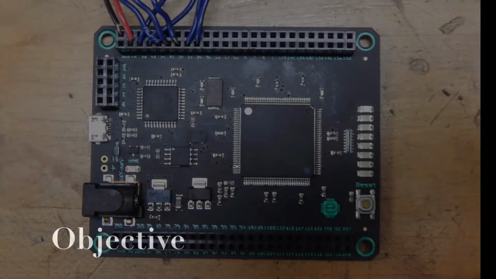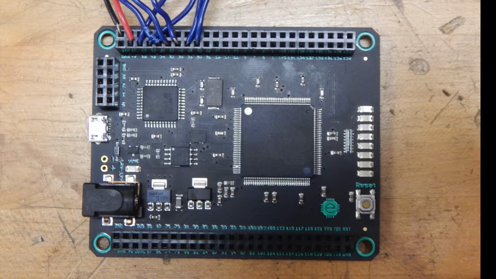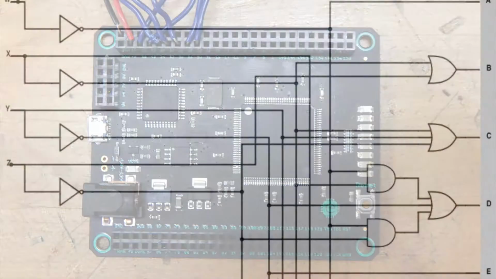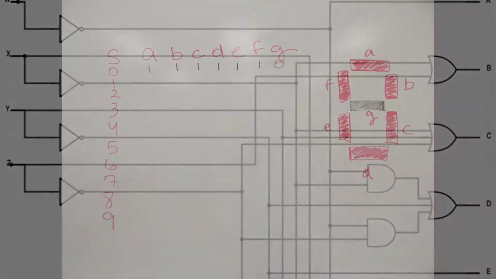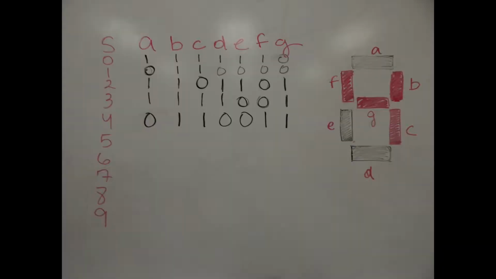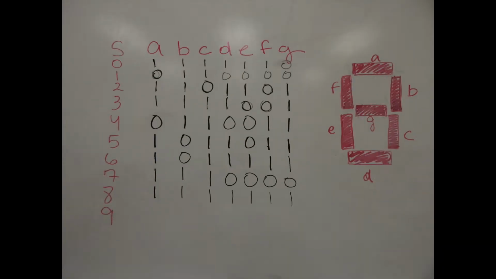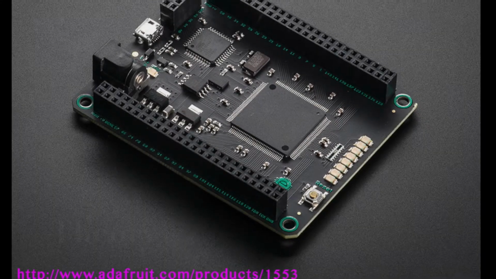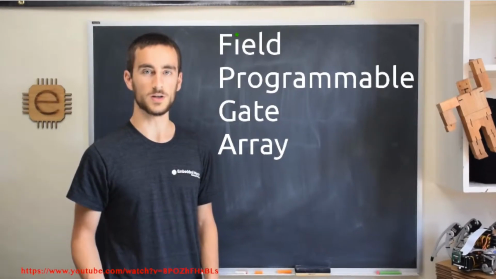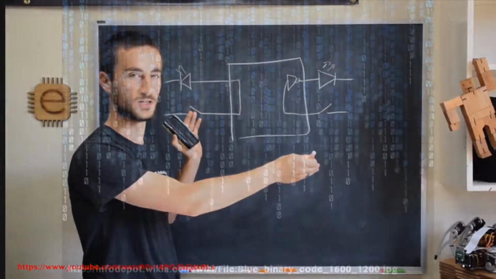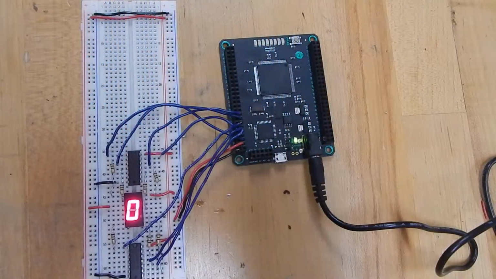The objective of this experiment is to use an FPGA as a form of a decoder for a 7-segment display. The decoder will be used to convert binary code into corresponding numbers that will be displayed on the 7-segment display. The theory is that if we use a field programmable gate array, also known as an FPGA, for our subsystem 1, we can program it using binary code to achieve our 7-segment display.